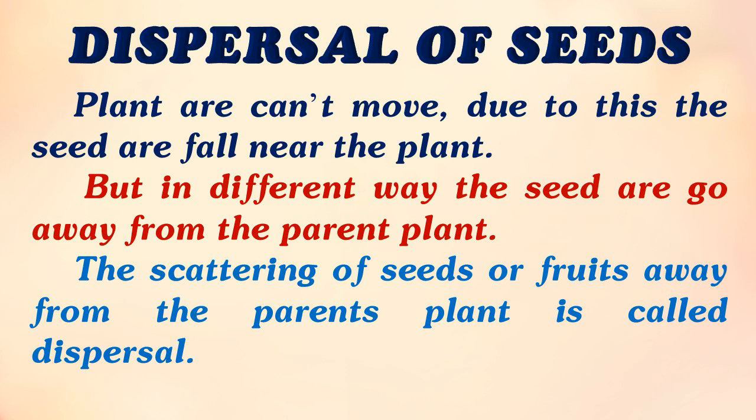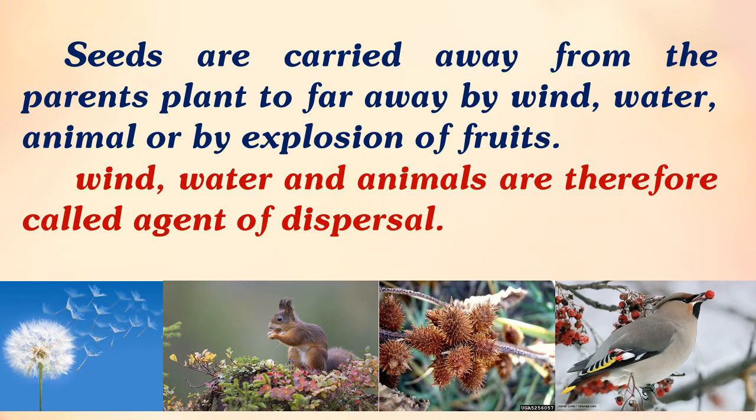If we put a number of seeds at the same place, what happens? The baby plant cannot grow properly. That's why the plant seed requires dispersal. So what is dispersal? The scattering of seed or fruit away from the parent plant is called dispersal. This dispersal occurs in different ways, that is, by the help of air, wind, animal or bird. So those who help in the dispersal are called agents of dispersal.